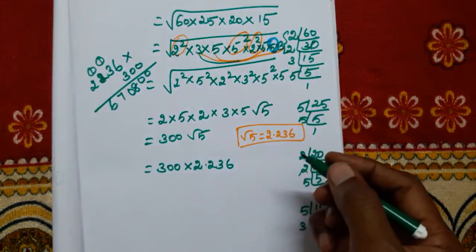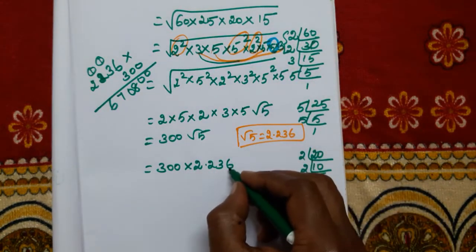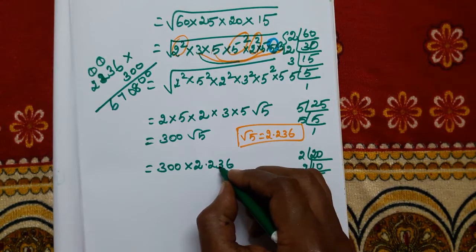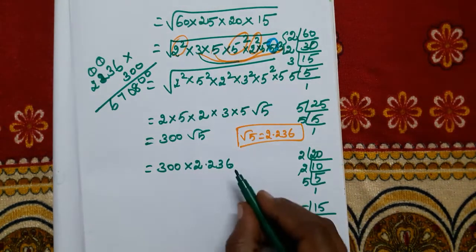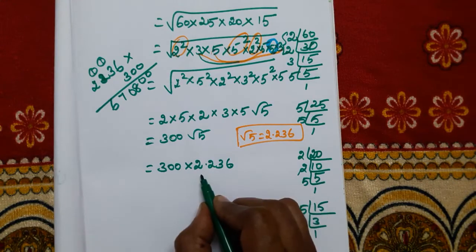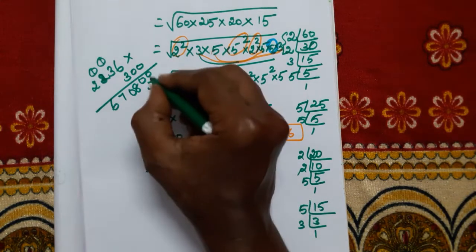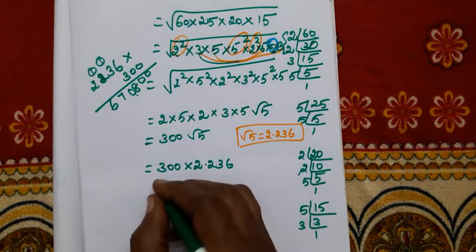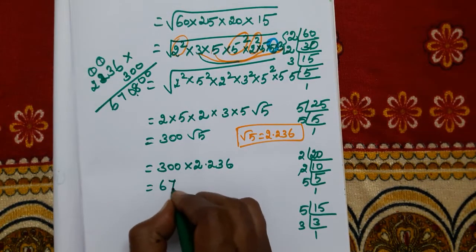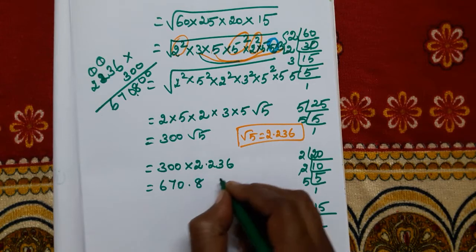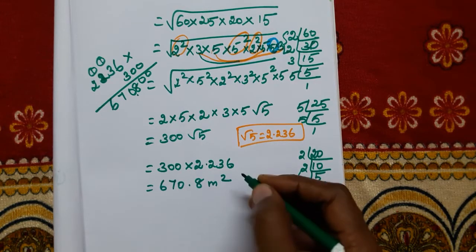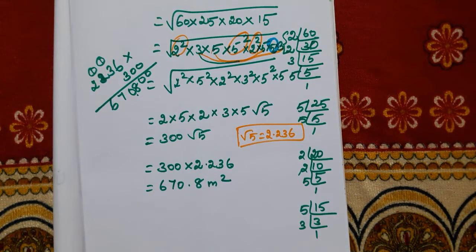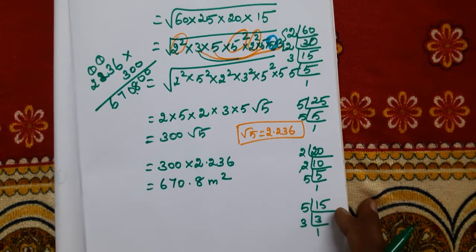How many digits before we have to write the decimal point? 1, 2, 3. 3 digits. From the right side we want to count the decimal point. 3 digits before when we are writing the decimal point. What's the answer? 670.8 meter square. Okay, 670.8 meter square is the answer.